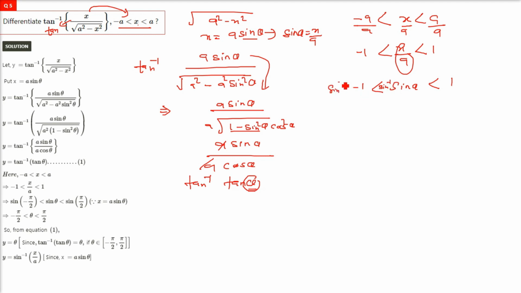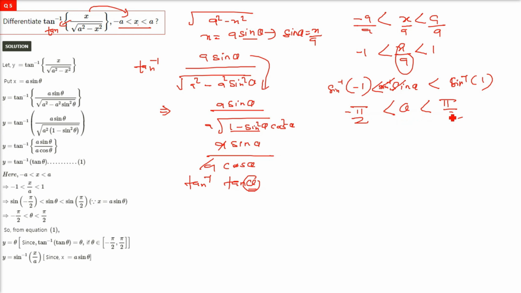Or you can just say that, okay, we know that when we have minus 1 and 1, what will be the value of that angle? So sine inverse 1 and sine inverse negative 1. So this gets cancelled. You have theta, sine inverse negative 1, so it is negative pi by 2, minus 90 degree. Sine inverse 1, which is pi by 2, basically 90 degree. So we can just write pi by 2 here.